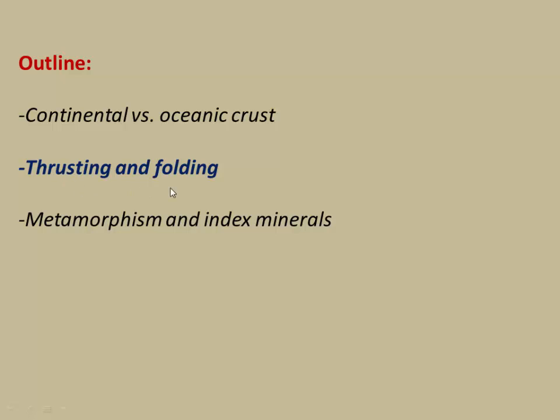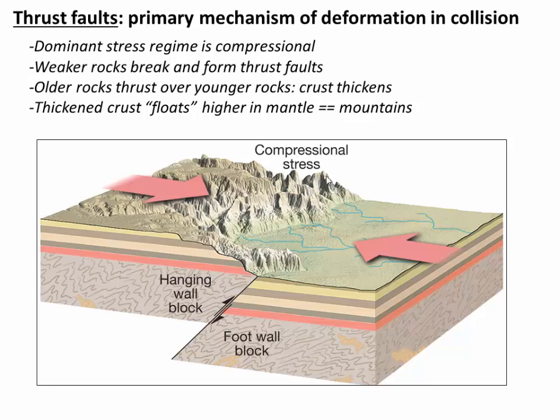So let's look now more in detail at thrusting and folding. What are these things exactly? So thrust faults are one of the main mechanisms of deformation in a collision. They form when the stress is compressional, so when one continent is moving towards another. They tend to happen when weak rocks break. So in order to form a thrust fault, we have to first actually break the rock. And then we're going to slide one piece of the rock over and above the other piece.